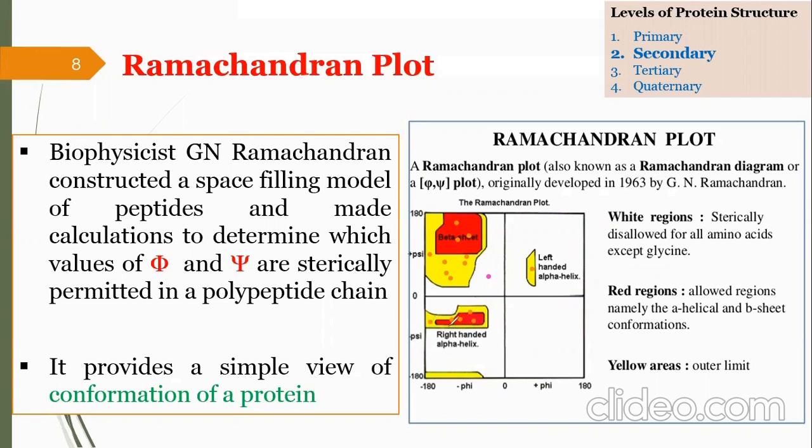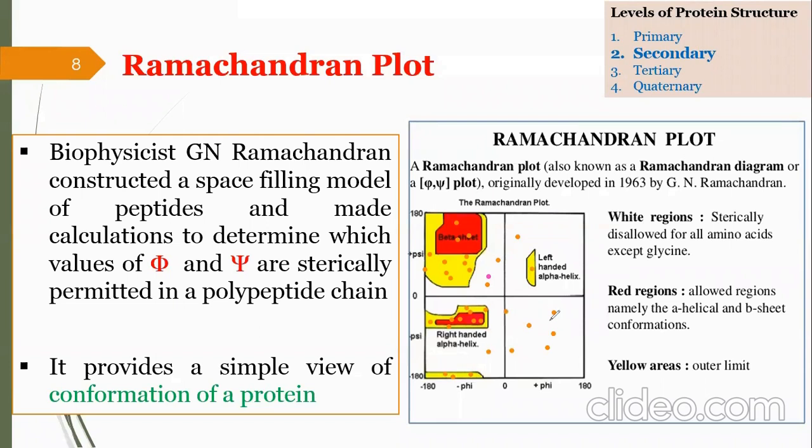So the dots will be here. These will be the angles between psi and phi, and they will be represented in dots. Sir, the yellow portion is the disallowed region, right? So why is it forming there?